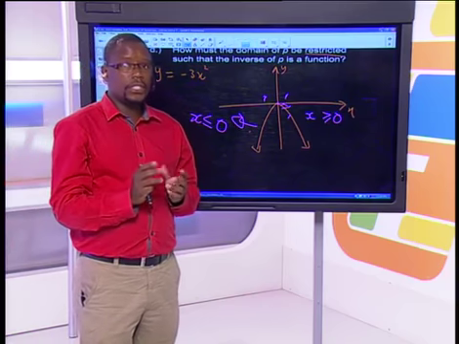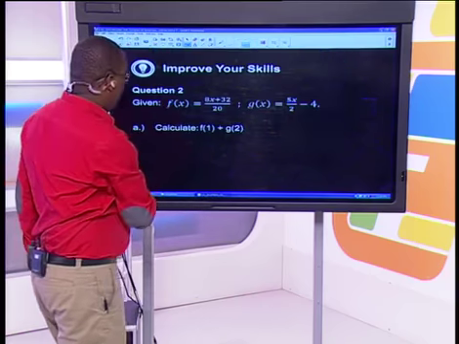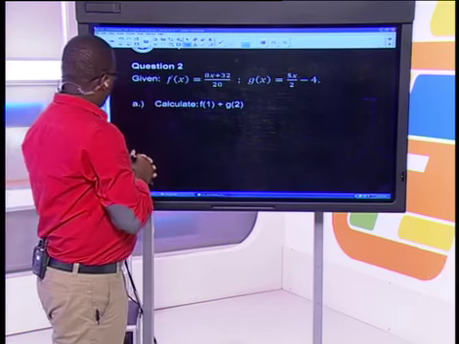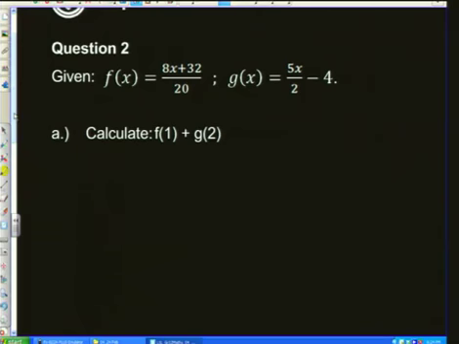You use your horizontal line test. Now, guys, moving on to the next question. It's given that f of x equals 8x plus 32 all divided by 20 and g of x equals 5x divided by 2 minus 4. Calculate f of 1, g of 2. In other words, if I have x as 1 in this function, what is my y value? If I have x equals 2 in your g, what is your y?